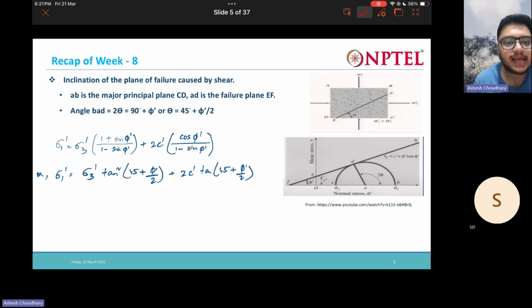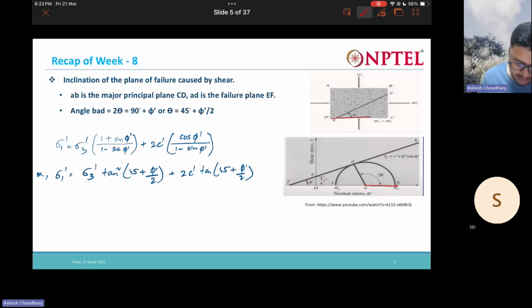Inclination of the plane of failure caused by shear. So what is the inclination? This theta we are trying to represent in terms of the angle of internal friction. So AB is the major principal plane.